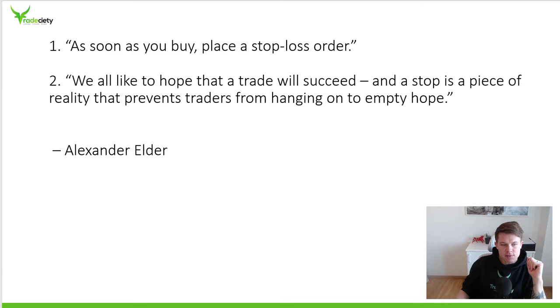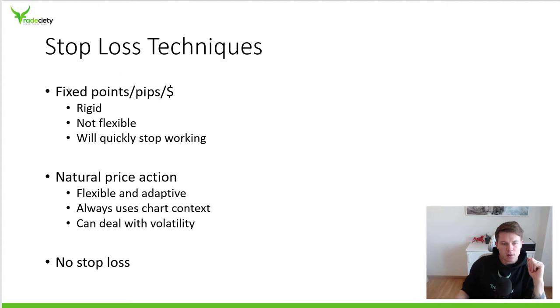So when it comes to stops, there are three different approaches. This is what amateurs usually use: a fixed point, or a fixed pip, or a fixed dollar stop loss. It is rigid, it's not flexible, and it will quickly stop working. This is the worst thing that you can do for a stop loss. So many traders say, I always use a 50 pip stop, I always use a 20-point stop, I use a $50 stop. This has nothing to do with the chart context. It is usually placed at completely random price levels where it has nothing to do with the price action.